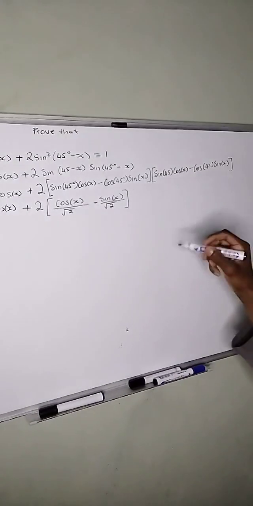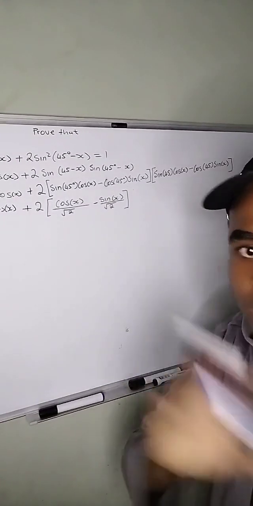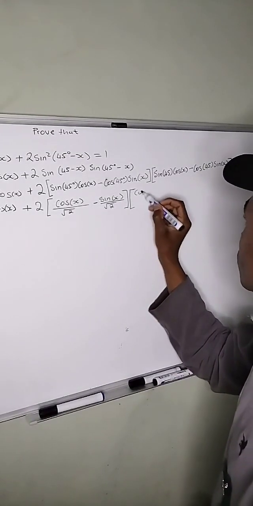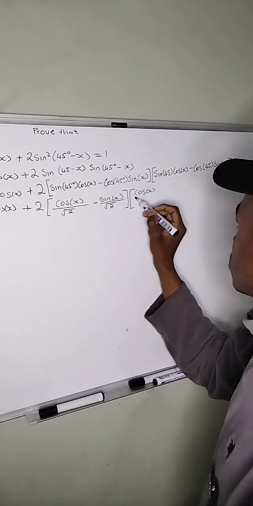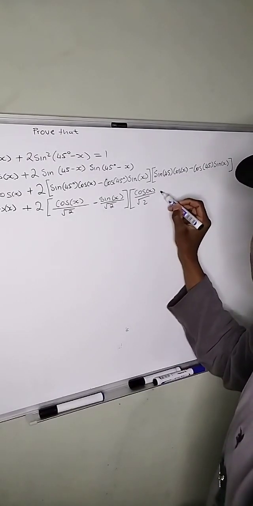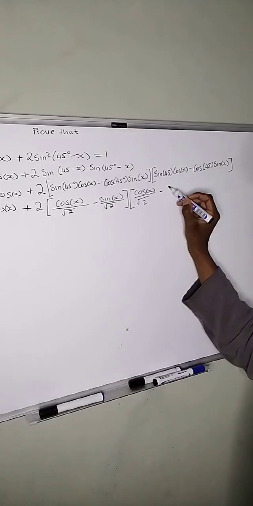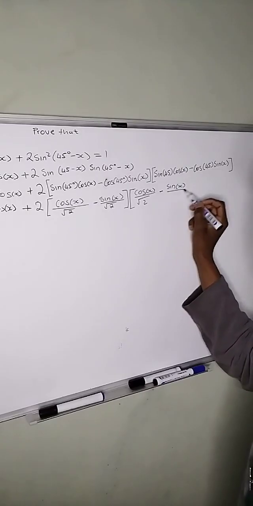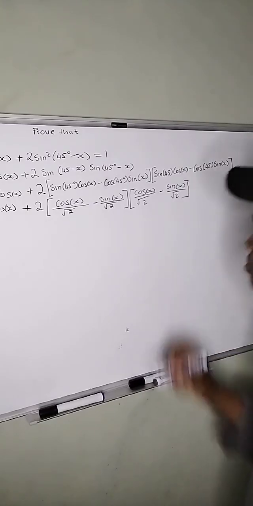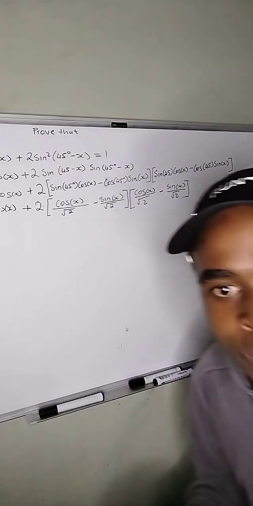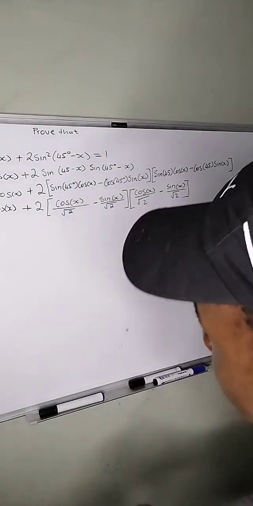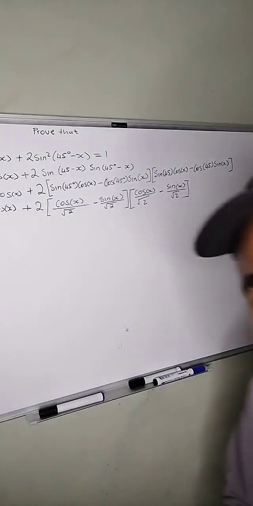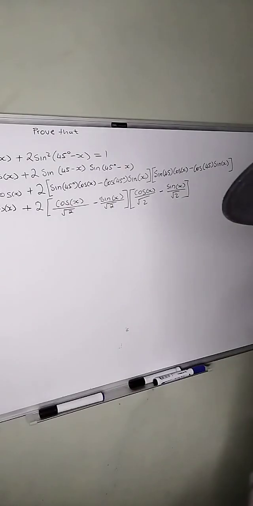But let me just continue. The same thing, cos x over root 2 minus sine x over root 2, right? When the denominators are the same, what do we do with the numerators? If the denominators are the same, what do we do with the numerators?